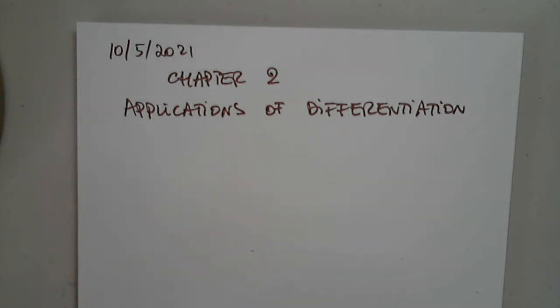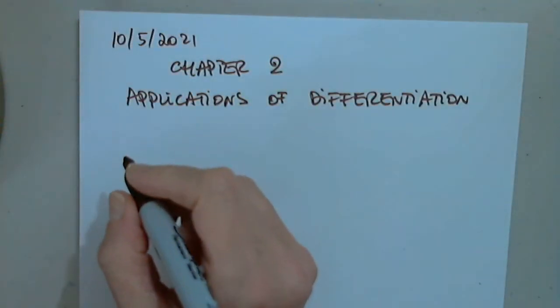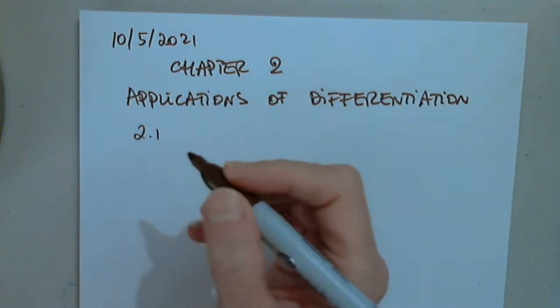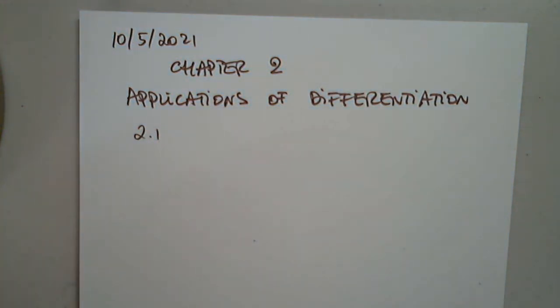So we know how to differentiate. We're going to use now what we know from chapter 1 and move on to chapter 2 and talk about a lot of important applications of differentiation. I'm just moving my keyboard away from here. Okay, so the first topic, 2.1, is using first derivatives to find max min.